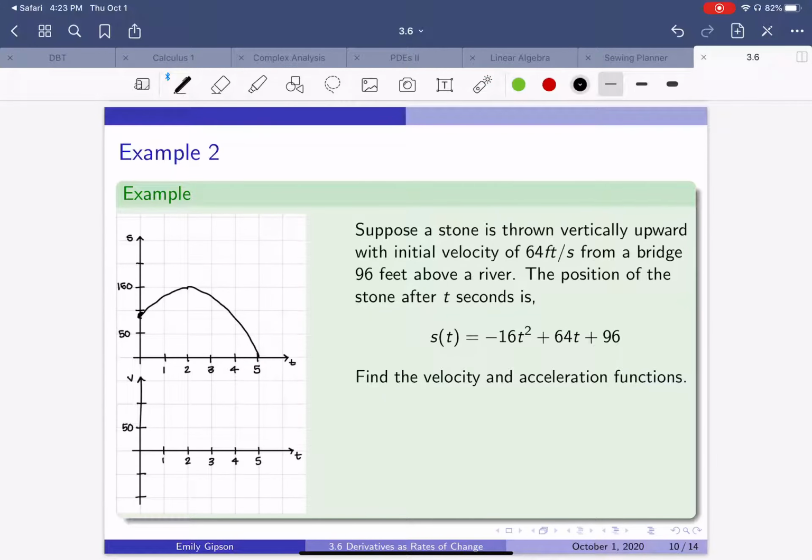So finding the stone's velocity is as simple as finding the first derivative. So v of t, let's remember our rules, negative 16 times 2 times t to the 2 minus 1, which is 1, plus 64 times t to the 0, which is 1. And then because 96 is a constant value, we drop it. So really, this looks like negative 32t plus 64. And then acceleration is just the derivative of velocity, so we do it again. Negative 32, we drop the constant.